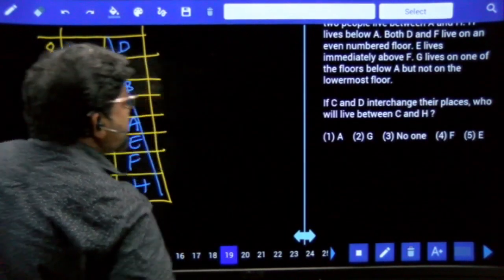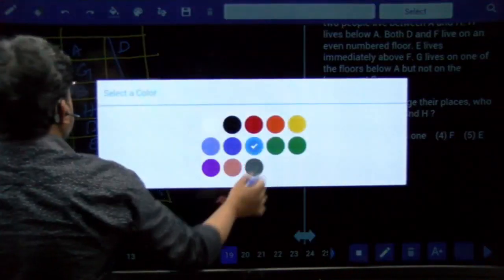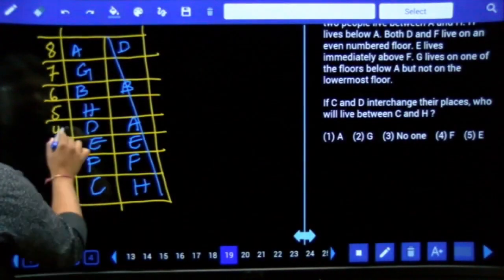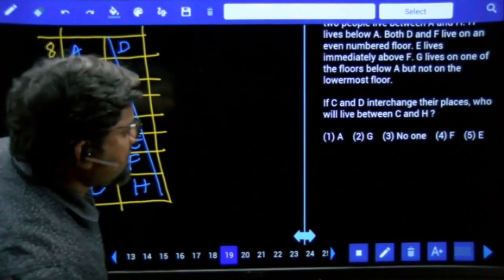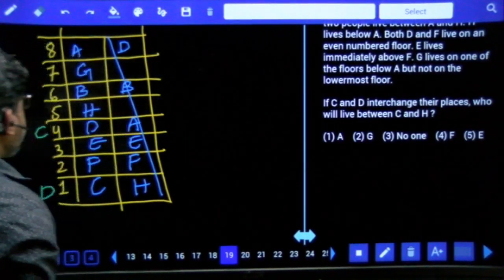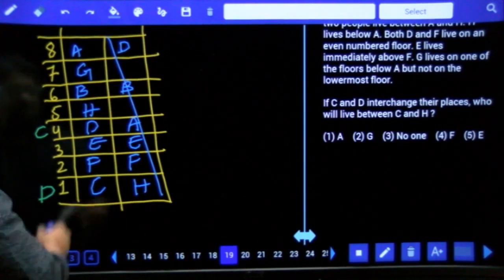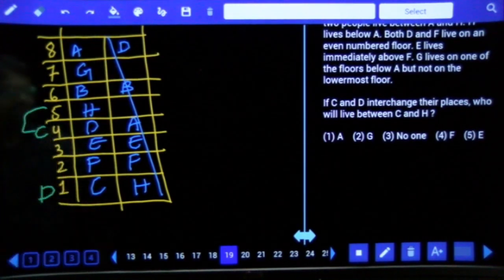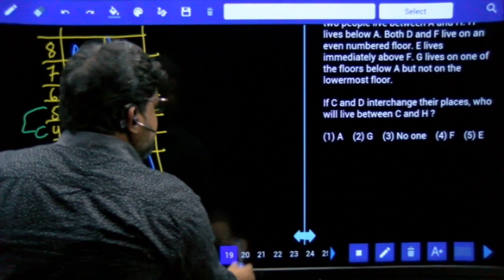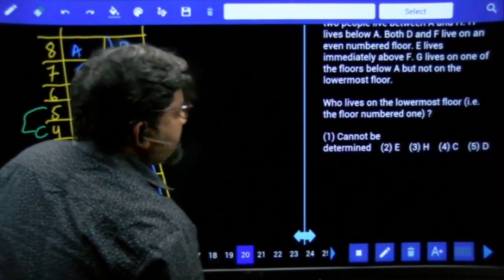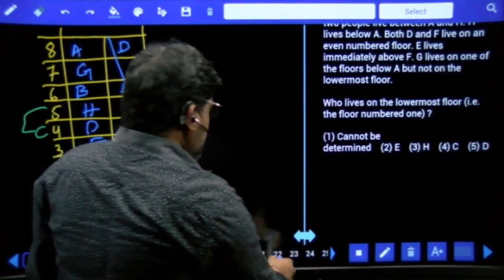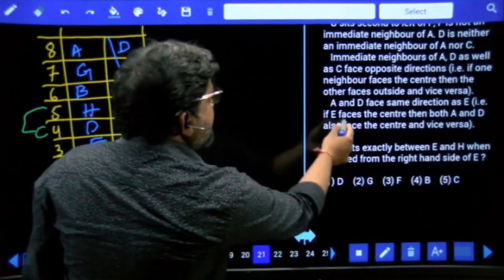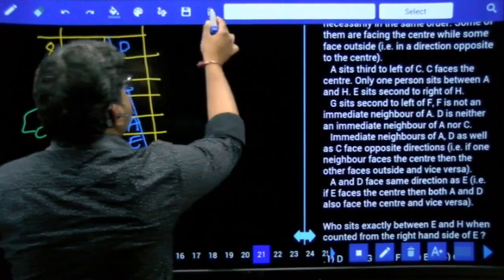If C and D interchange their positions, who lives between C and H? Here, no one. Third option. Who lives on the lowermost floor of the building? It's C. Fourth option. Okay, fine. Let's see this question.